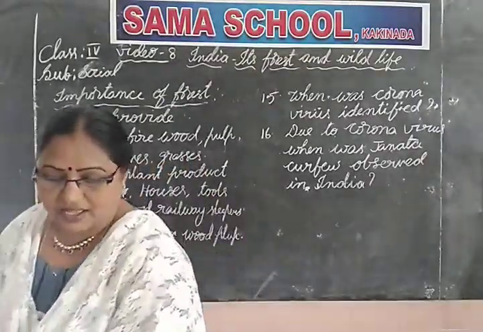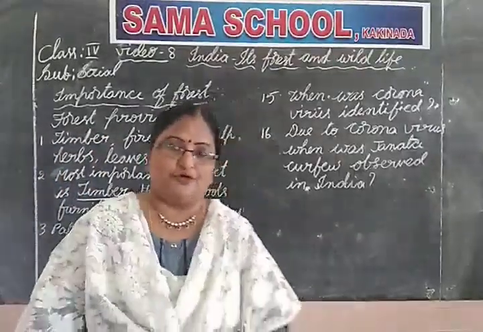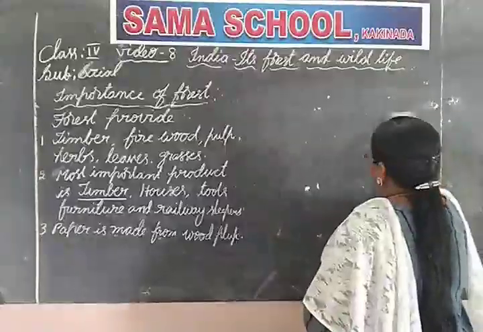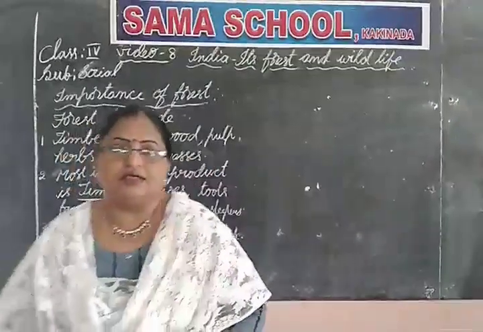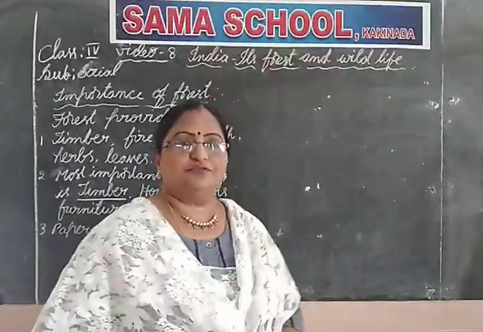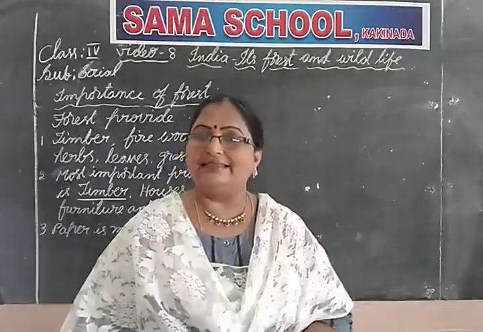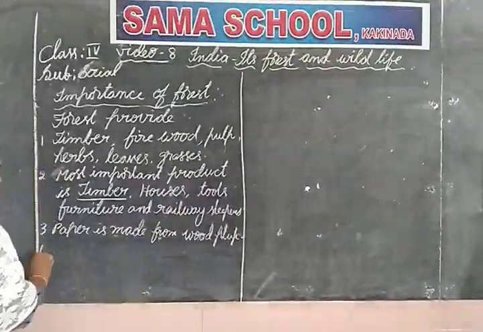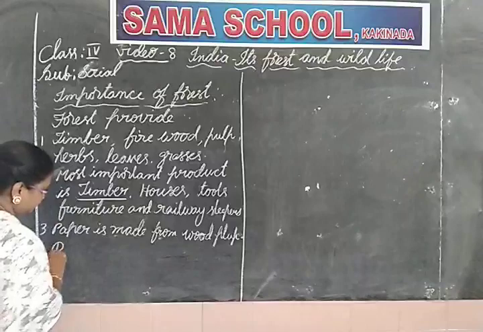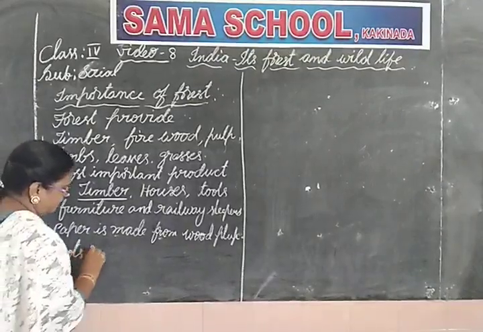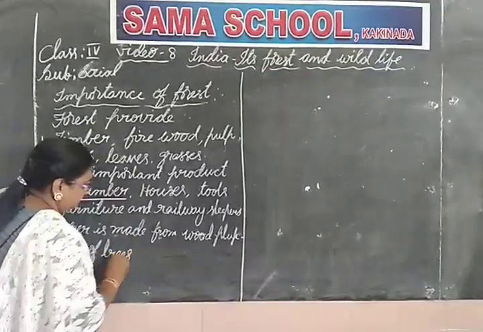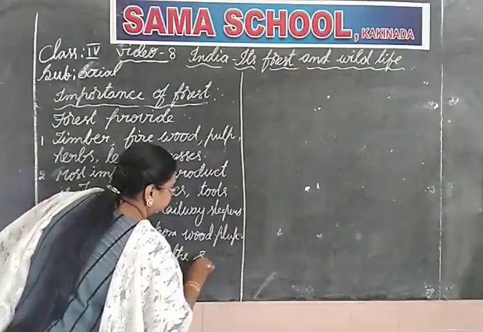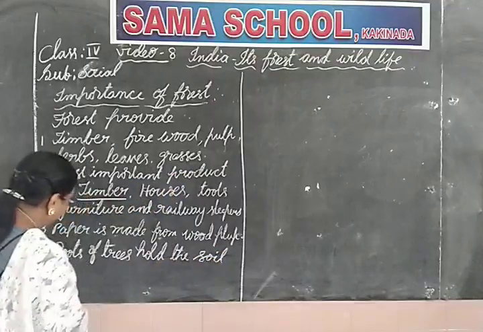Now come to the next one, the 4th point. Children, the 4th point is: roots of trees hold the soil in their place. Fourth point I will write here: roots of trees hold the soil in their place.